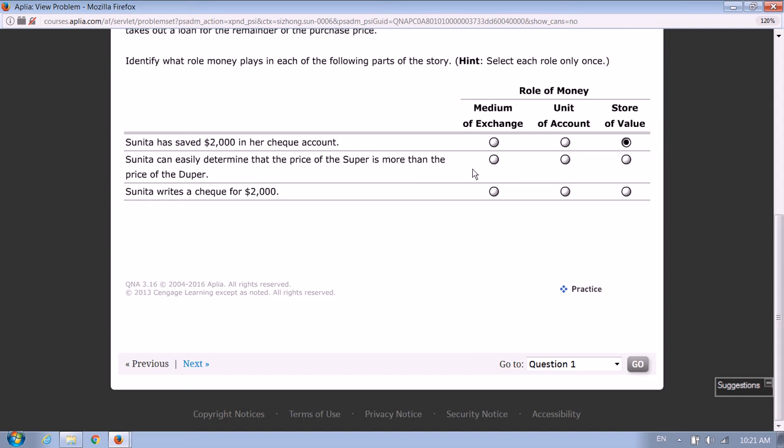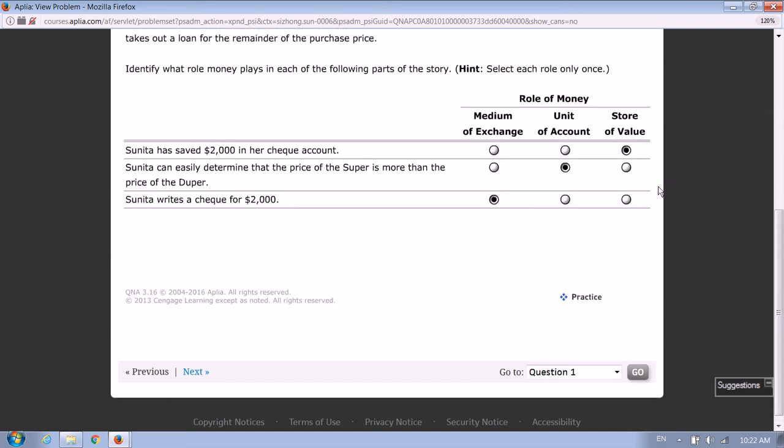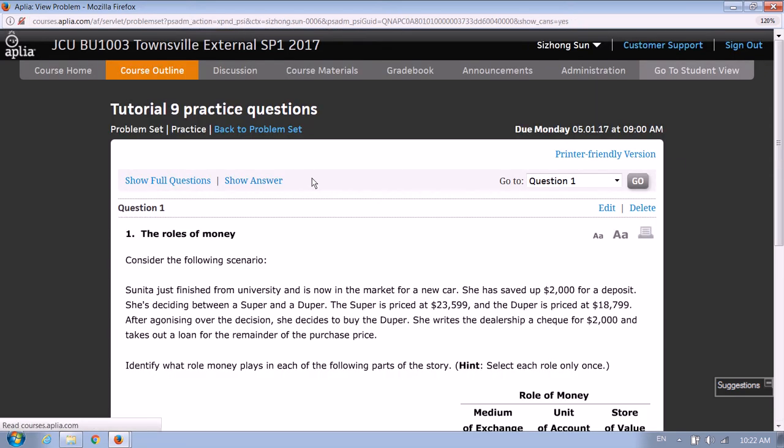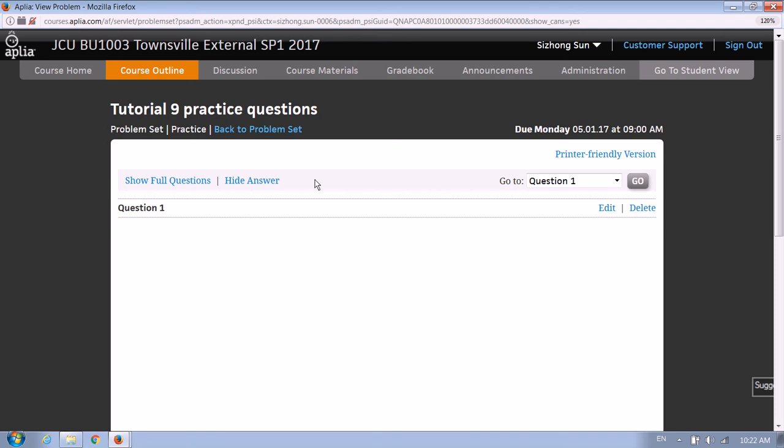Sulita can easily determine that the price of the Super is more than the price of Duper. So now this money is used as a yardstick. So it's a unit of account. Sulita writes a check for $2,000. In doing so, Sulita is using this $2,000 as a medium of exchange. So that's question 1.